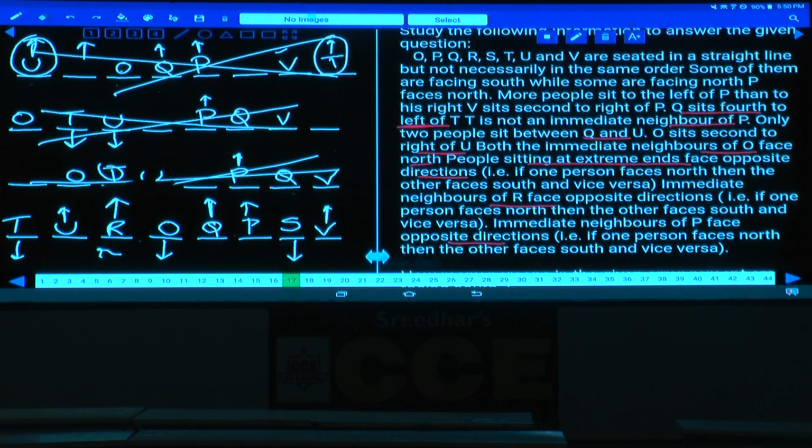Now this is how to approach these types of puzzles. For any puzzle, first we should take as many possibilities as we can, and with the help of some of the conditions, some of the cases will become invalid.